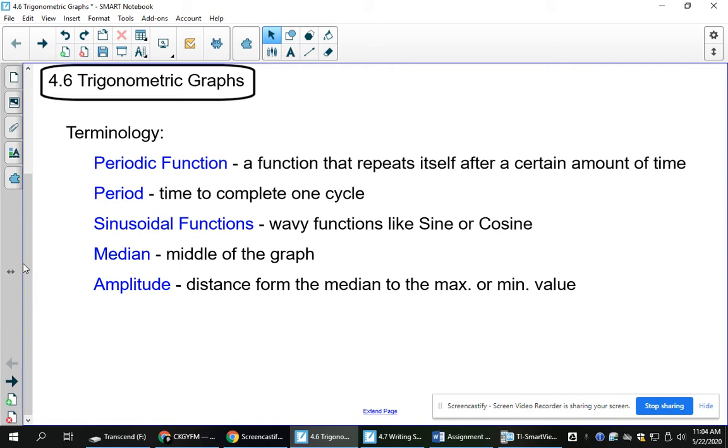Sinusoidal functions, these are these wavy functions that I'm going to show you. Sine or cosine is what we study. The median is the middle of the graph, so you can draw a horizontal line down the middle, and it should cut the graph into a top wave and a bottom wave. And then the amplitude is how far from that middle line you draw to the very top of the wave or the bottom.